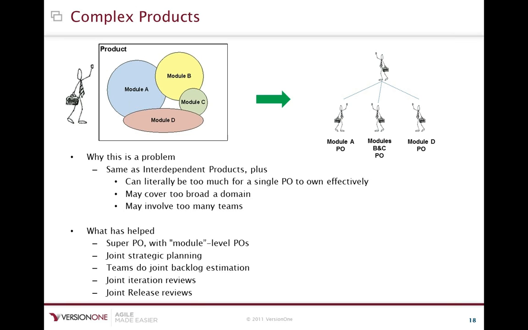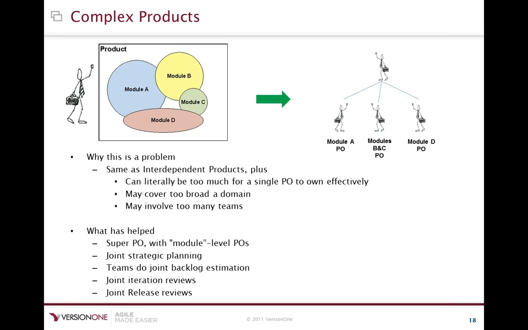So the super product owner model helps here as well. So you see over on the right side, what we've done is we have effective product owners for different modules. I've got one for module A, one for modules B and C, because they're kind of smaller and closely related. And then a separate one for module D. In this case, it's kind of big and spans the other ones. And then we're really treating this like interdependent products at that point.